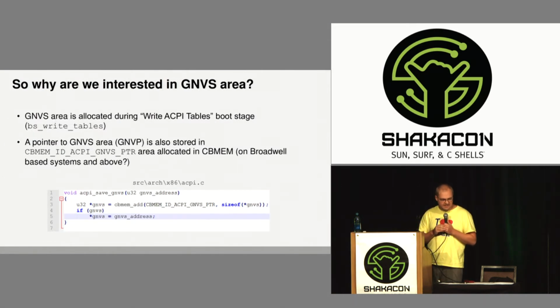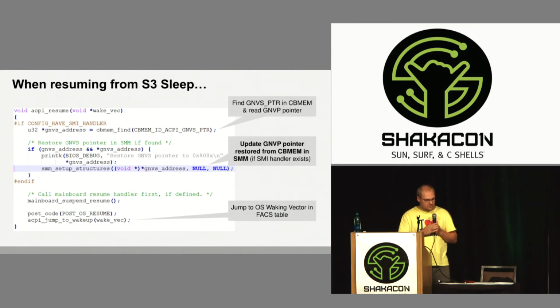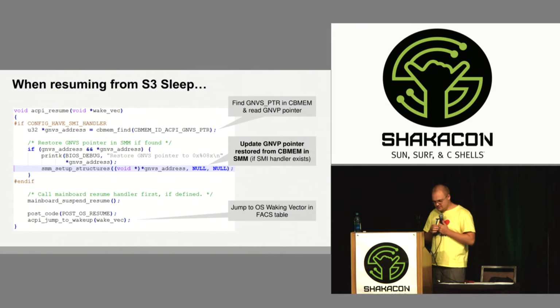And then what happened next? A little bit before that. So why are we interested in GNVS? GNVS is allocated during some of the earlier boot stages, and the pointer, which I mentioned already, will be used later in SMM code for some of the read-write primitives. Let's see that code a little bit.